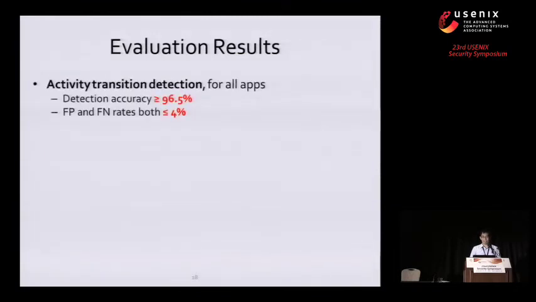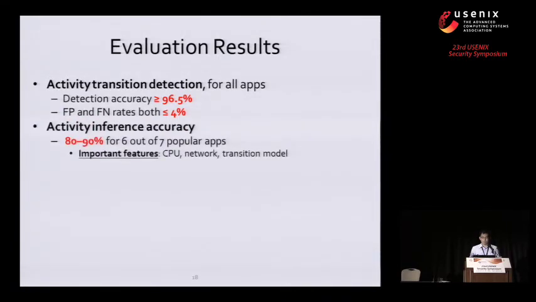For the transition detection, the accuracy is more than 96.5%, and the false positive and false negative rates are both under 4%. This is mainly because the channel is very clean, and also we got some unique patterns we just discussed before. And also, for the inference, the accuracy can achieve 80 to 90% for 6 out of 7 popular apps. This is mainly because the CPU and network features work pretty well, and the transition model also helps a lot.